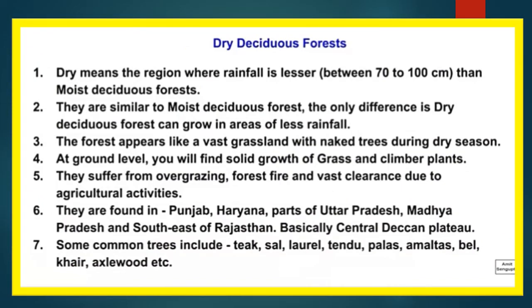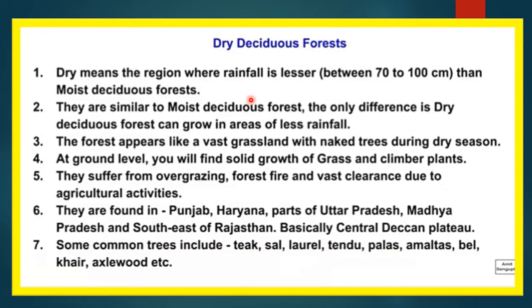Now let us see the dry deciduous forest. Dry means a region where rainfall is less; between 70 to 100 centimeters of rain is considered as dry deciduous, and they are similar to the moist deciduous. The only difference is dry deciduous grows in areas of less rainfall, and the forest appears like a vast grassland with naked trees during the dry season. Only grass that we see.